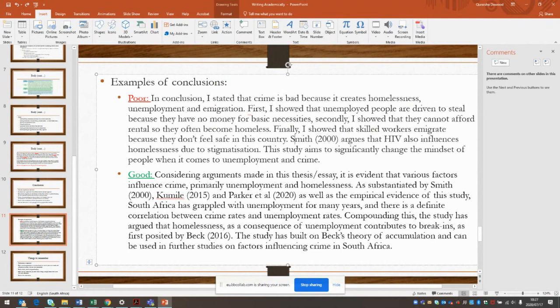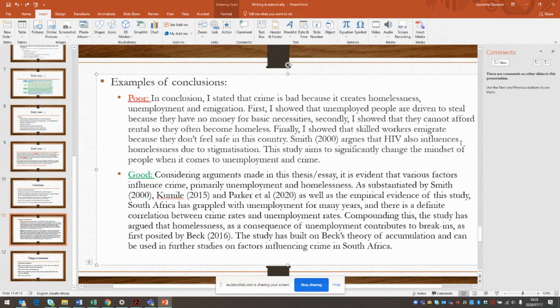Here I go. "First, I showed that unemployed people are driven to steal because they have no money for basic necessities. Secondly, I showed that they cannot afford rental, so they often become homeless." This is convoluted, it's long, it's confusing, there's too many ideas here. And it's just a summary. "Finally, I showed that skilled workers emigrate because they feel safe in this country." Here's your evidence. I haven't seen any evidence here.